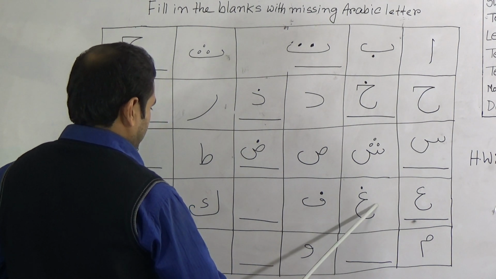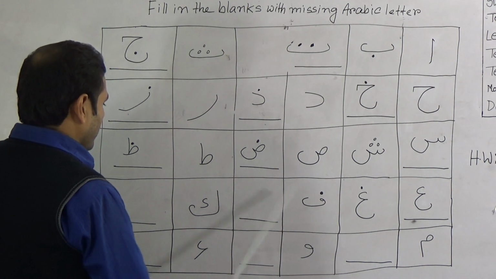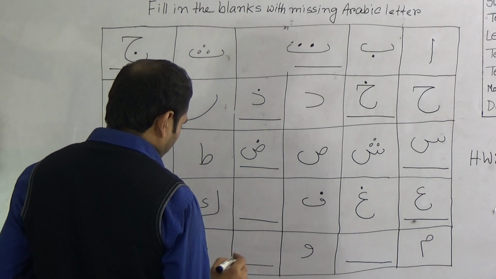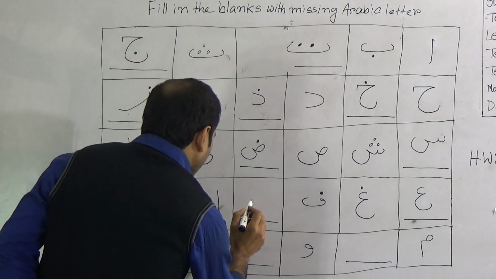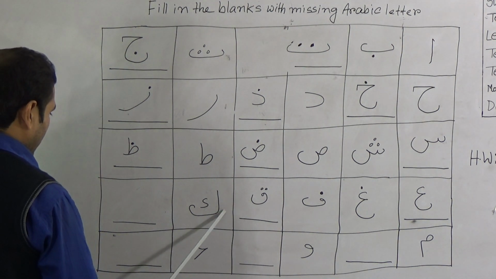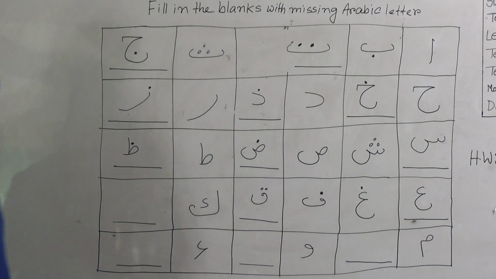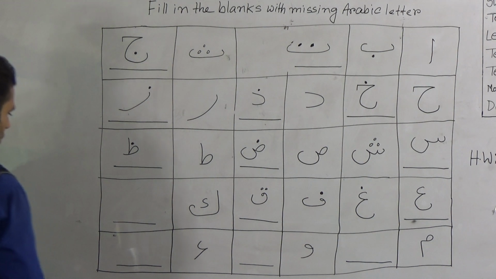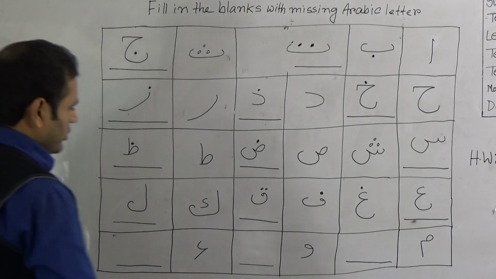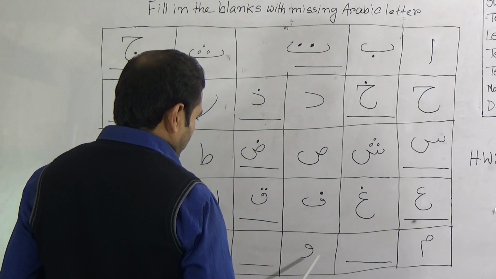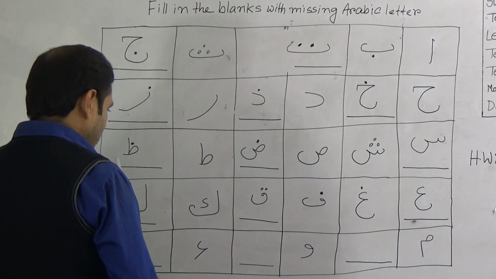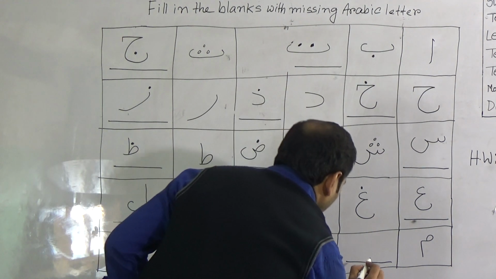Now Ain, Guain, Fa, blank, Kaf. Between Fa and Kaf, we know that Qaf will be pronounced. So we'll write Qaf. Now Fa, Qaf, Kaf, blank. What will be here? After Kaf, we pronounce Lam. So here we write Lam. Now Mim is given, Mim, blank, Waw. Which letter comes between these two letters? The answer will be Noon. So we will write here Noon.